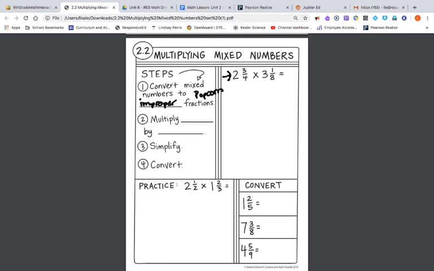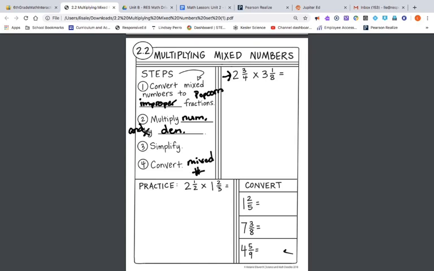Okay? After you convert your mixed number to improper, you're going to multiply, and I'm not sure why they mean the by, and I think they typoed that. So you're going to multiply your numerator with your numerator, and then you're going to multiply your denominator times your denominator. And then you're going to simplify, and then you're going to convert back to a mixed number.